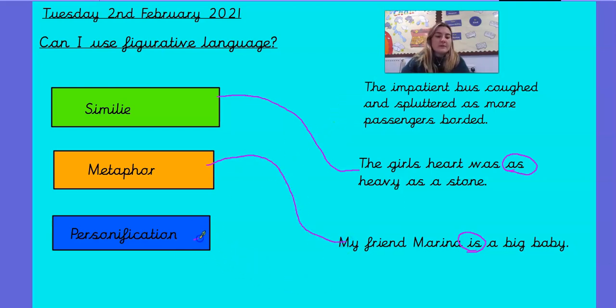Then lastly, we have got personification, which must go to this one up here. So let's read this again. The impatient bus coughed and spluttered as more passengers boarded. Now, a bus can't really be impatient because that is a human quality, to be impatient, you know, oh gosh, I wish that person would hurry up, say if you're waiting for someone else. And also, a bus can't really cough or splutter. That's something someone does when they're ill. But we would also say that it might cough or splutter if it's giving out gas or making all sorts of strange noises whilst it's waiting at the bus stop. So that would be an example of personification. So well done if you got all of those right.